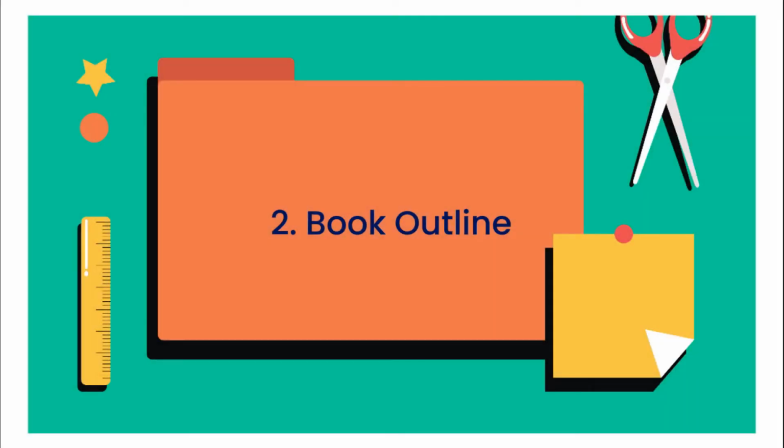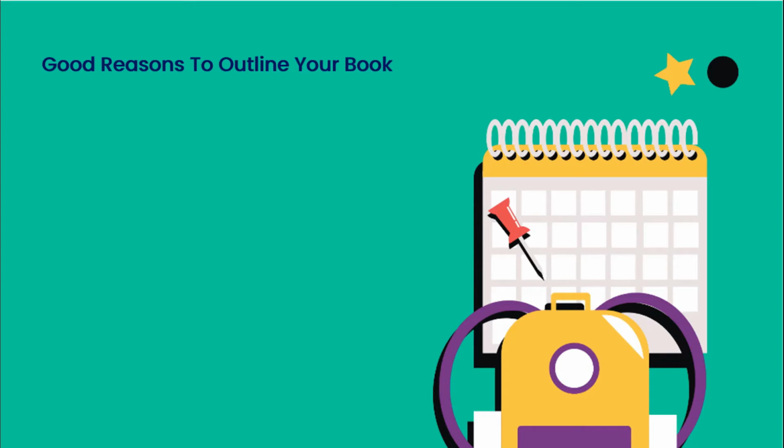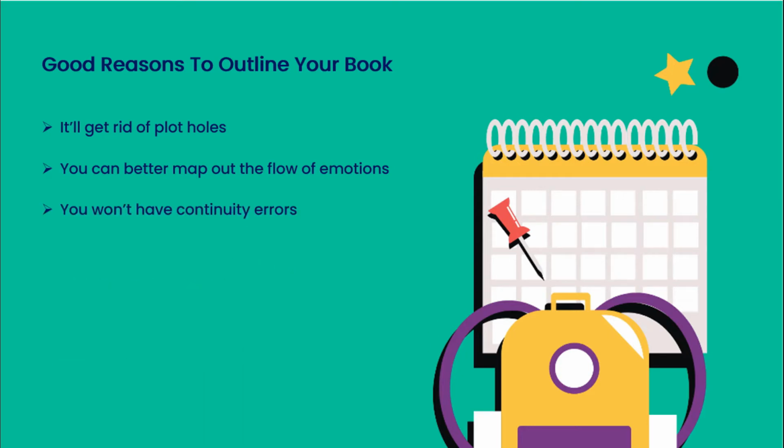Now let's look at a book outline. Here are some good reasons to outline your book. It'll get rid of plot holes. You can better map out the flow of emotions. You won't have continuity errors. You'll avoid writer's block. And it'll make the process of writing the book faster.